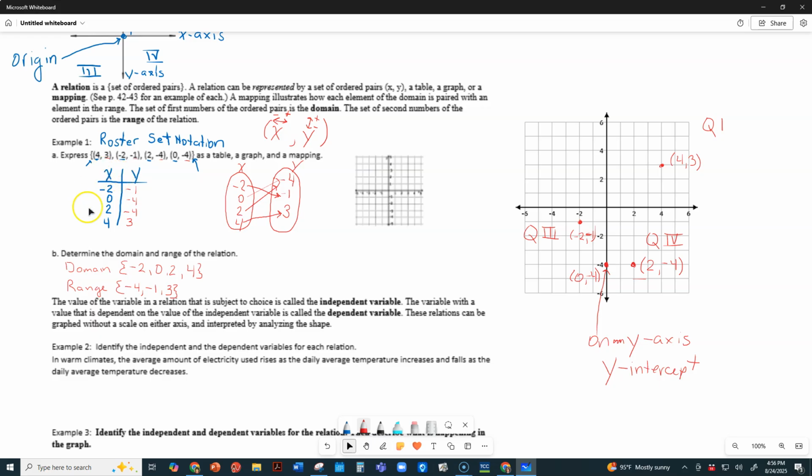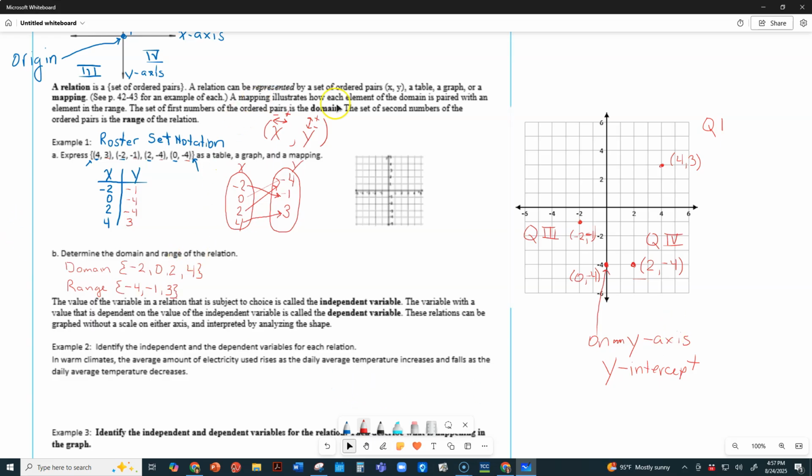So we've got a table. X's are usually in order. Y's have to match up with their X values. A mapping, X's in numerical order, Y's in numerical order, and then you show the matches with arrows. And coordinate plane, the first number tells you how far left or right to go. The second number tells you how far up or down to go.